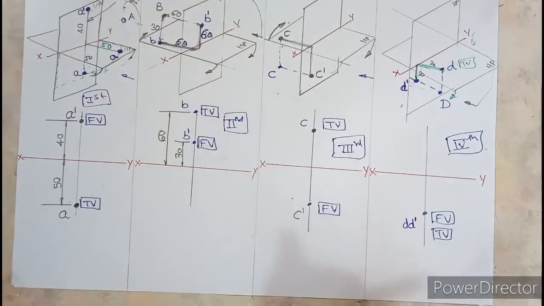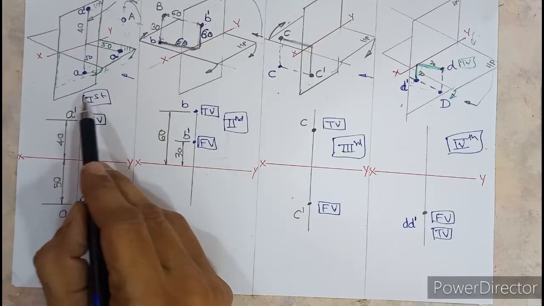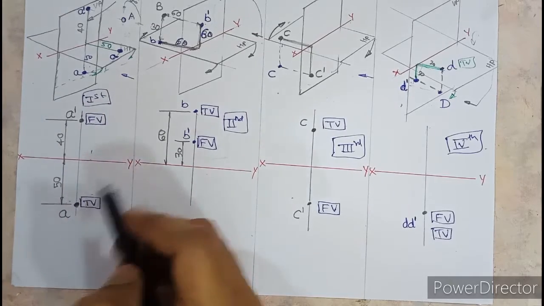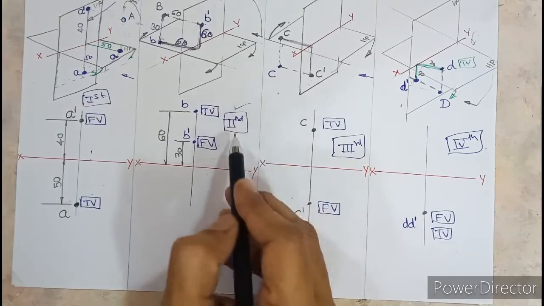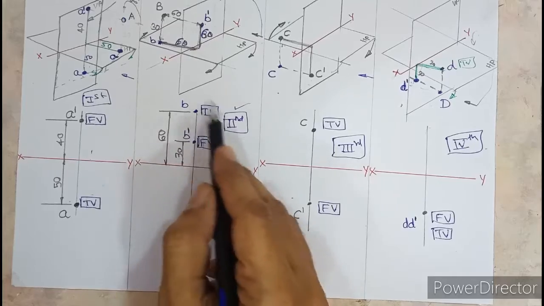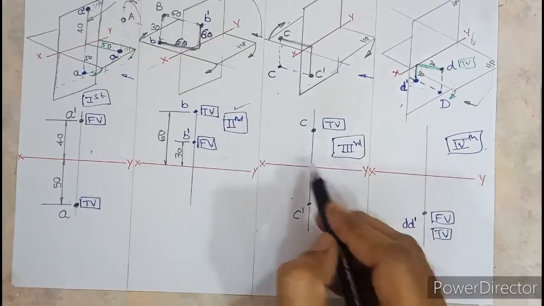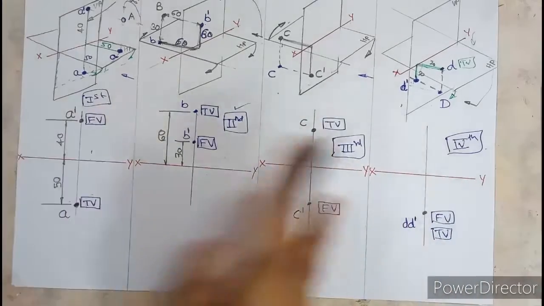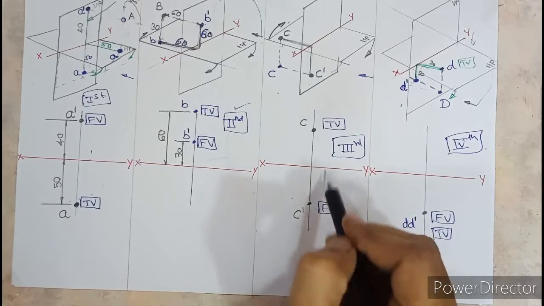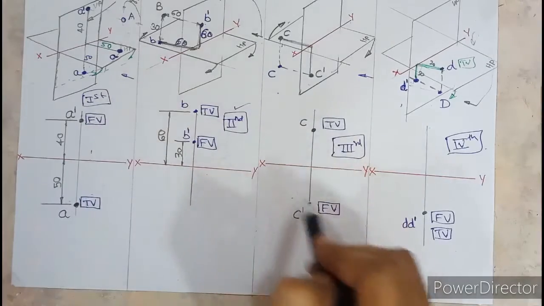Now it's time to conclude. You need to remember by heart that in first quadrant, front view is always above XY and top view is below XY. In second quadrant, front view and top view both are above XY. Here the views overlap, so orthographic is not drawn in second quadrant. In the third quadrant, which is exactly opposite of first, top view is drawn above XY and front view is drawn below XY. So orthographic can be drawn either in first quadrant or in third quadrant.